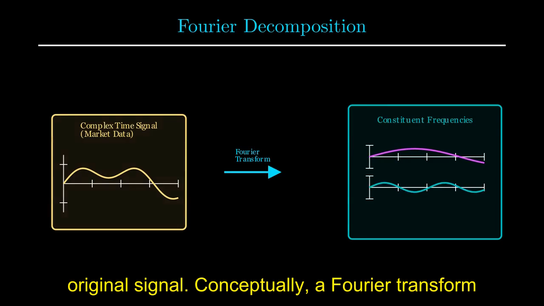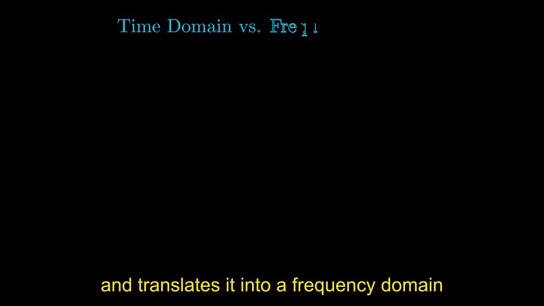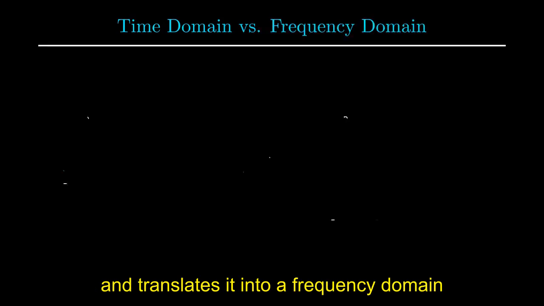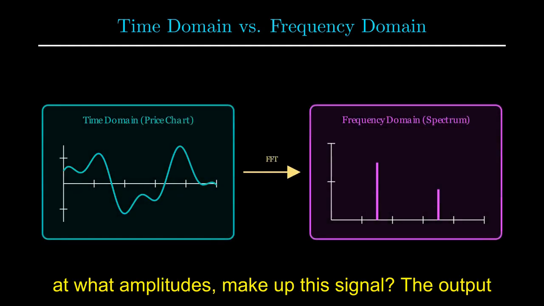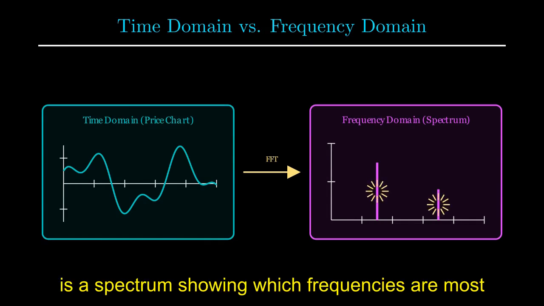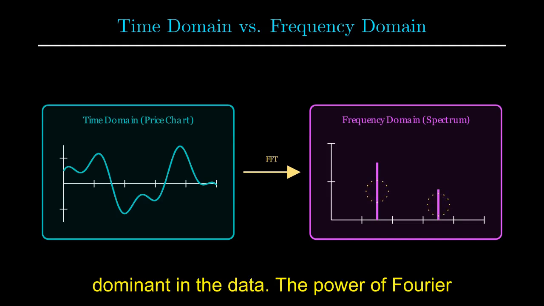Conceptually, a Fourier transform takes a time series, like a stock's price history, and translates it into a frequency domain representation. It asks, what periodic components, at what amplitudes, make up this signal? The output is a spectrum showing which frequencies are most dominant in the data.